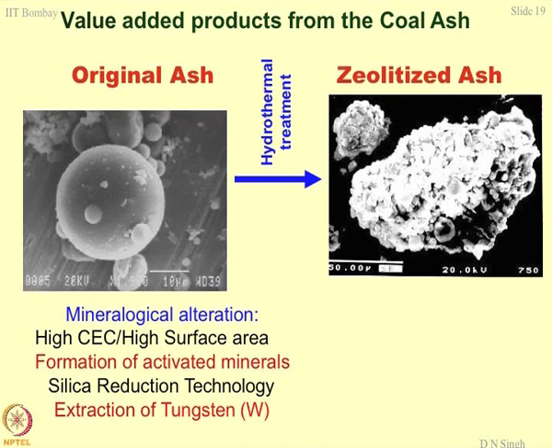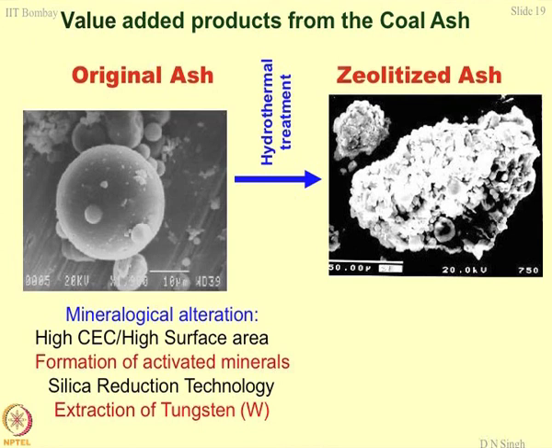this system shows very high cation exchange capacity. So a material which shows very high cation exchange capacity is chemically very active or mineralogically very active. So most of the detergents, they show you a very high CEC value, the minerals which are used in that, and a high surface area. So the surface area of this system is much more than the original ash.